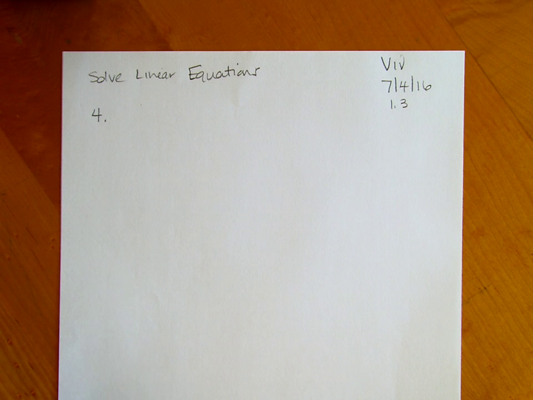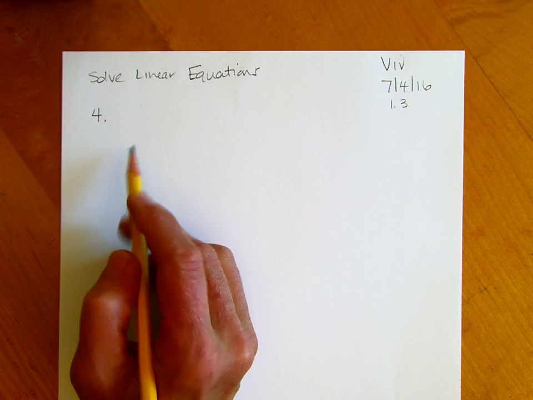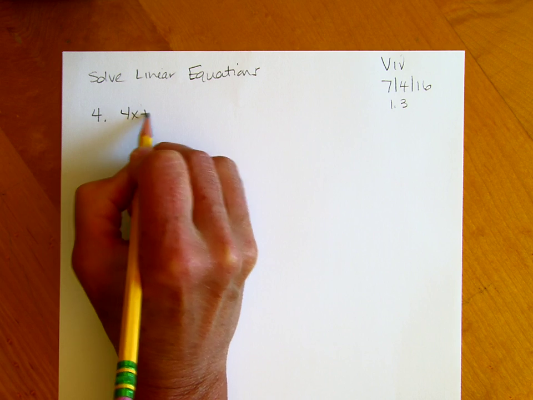Here we're doing section 1.3, solve linear equations. Again, I would expect this to be relatively familiar to you. The first set of instructions asks us to identify an error.